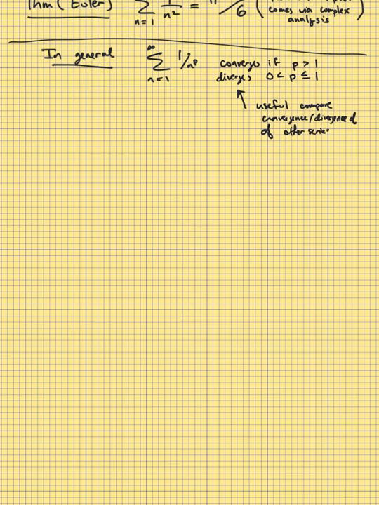Okay, so for example, if you can compare your series to something like 1 over n squared, then you'll be able to show that it converges. Similarly, if you can compare it to, say, 1 over n, or 1 over square root of n, then you'll be able to show divergence. Okay, so maybe I should just say the comparison theorem.